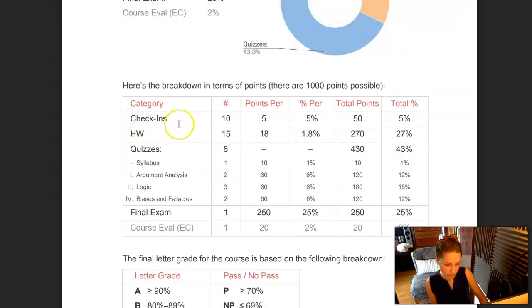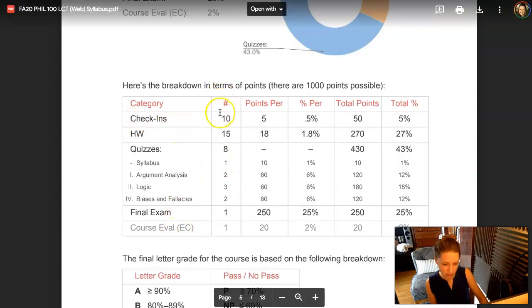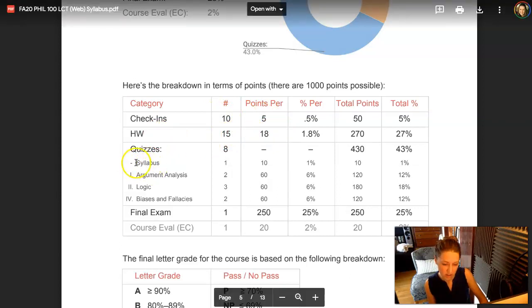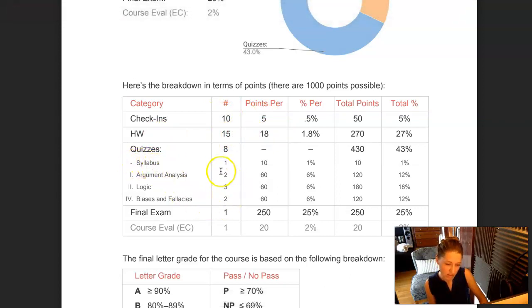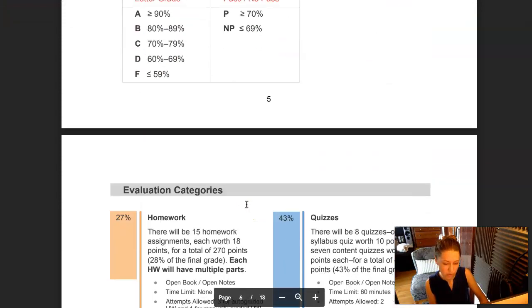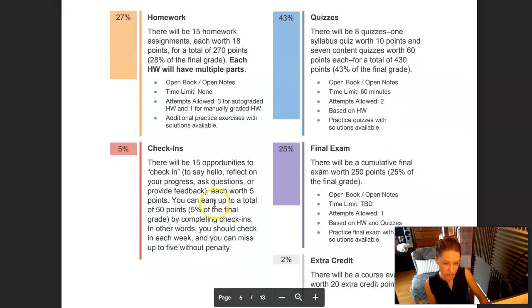There's sort of more detail here about how much. There are 10 check-ins that count. There are 15 opportunities. 5 will be dropped, the lowest 5, so you can miss up to 5 without penalty, and each one is worth 5. There are 15 homework assignments. Those are worth 18 points apiece. There are going to be 8 quizzes, 7 of them actual content quizzes, 60 points apiece, and a final exam. Now there's more information about each of these categories on the next page.